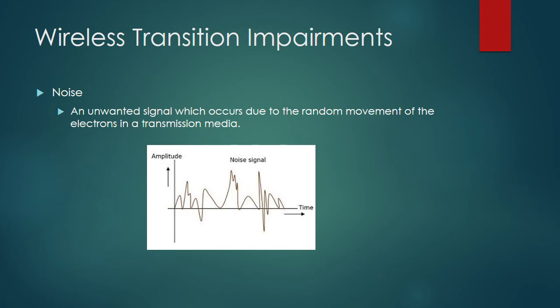And in wireless communication technologies, there are a few impairments. There are 3 impairments: noise, attenuation, and distortion. The first impairment is noise. We call noise an unwanted signal. It occurs because of the random movement of electrons in transmission media. Noise is also called thermal noise and white noise.